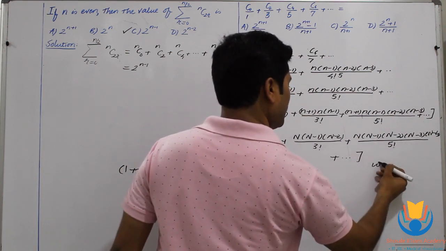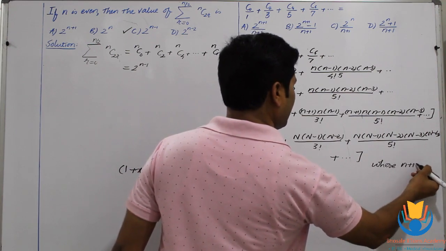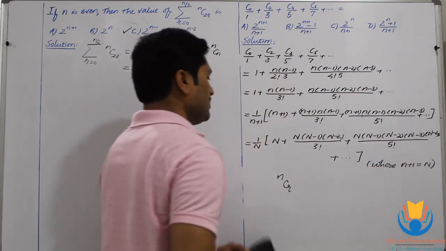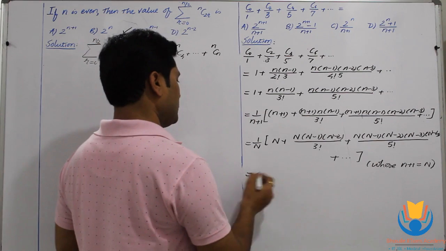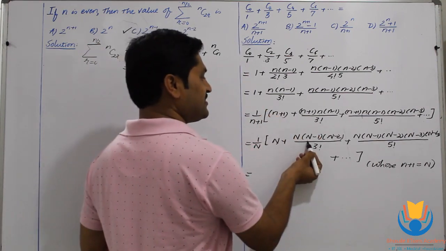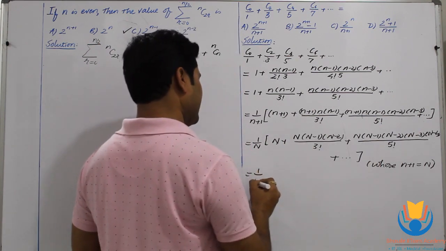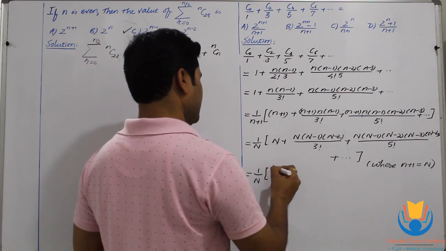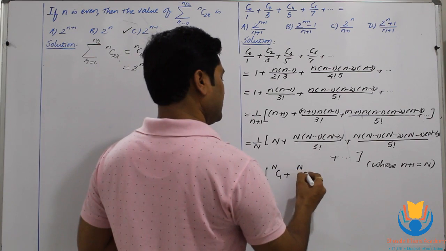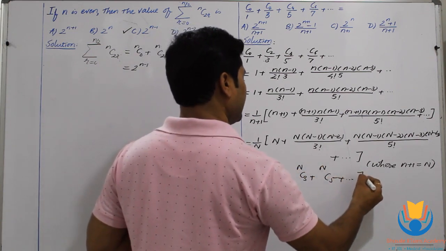So again, whichever I was writing there, here we have to write where the value of n plus 1 we have substituted as n for some time. As you can see here, this n is the value of NC1, this is the value of NC3, this is the value of NC5 and so on. So let's write the same here. This is NC1, this is the value of NC3, this is the value of NC5, plus dot dot dot and so on.